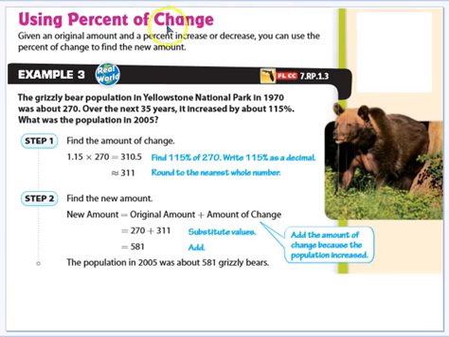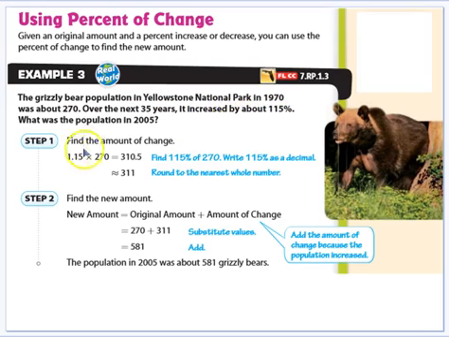Using percent of change. Given an original amount and a percent increase or decrease, you can use the percent of change to find the new amount. So the grizzly bear population in Yellowstone National Park in 1970 was about 270. Over the next 35 years, it increased by about 115%. What was the population in 2005?